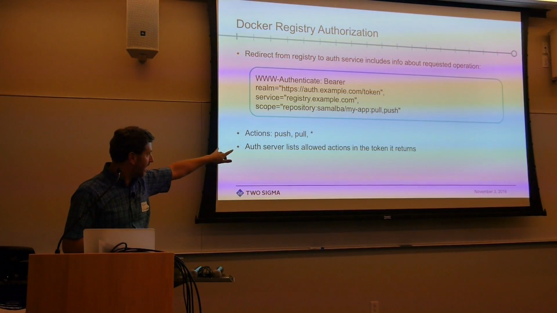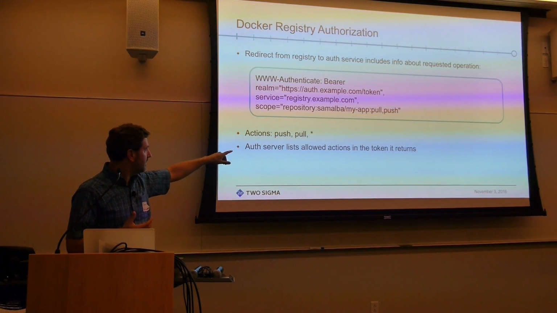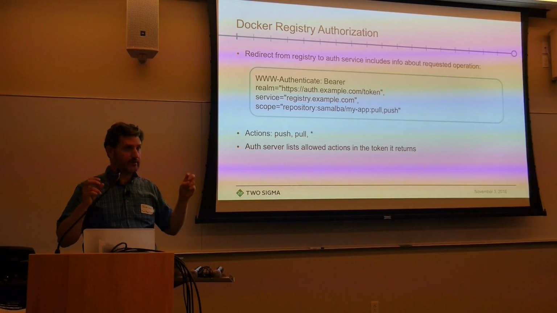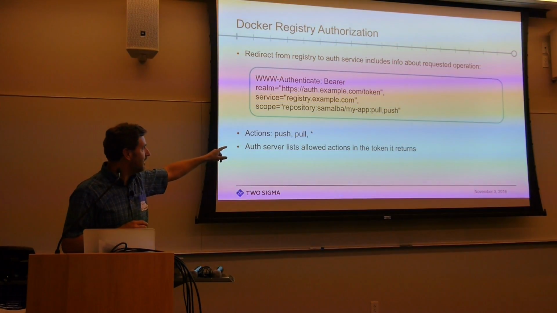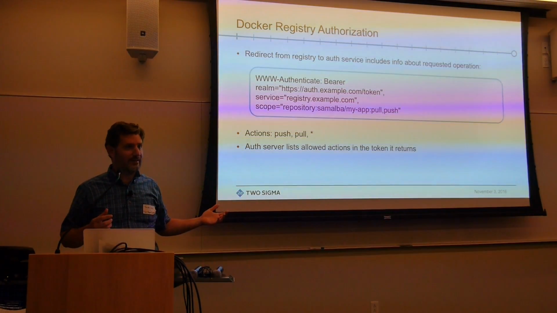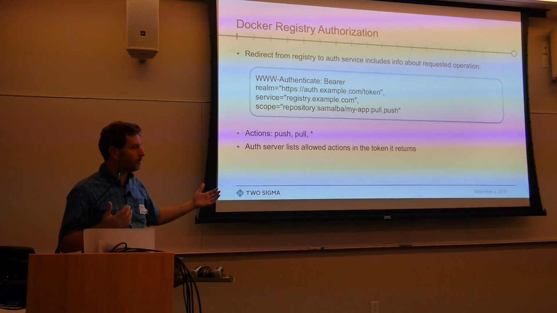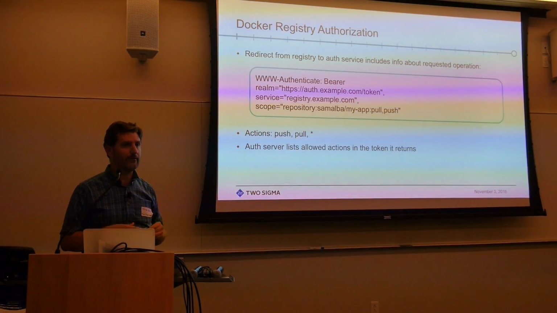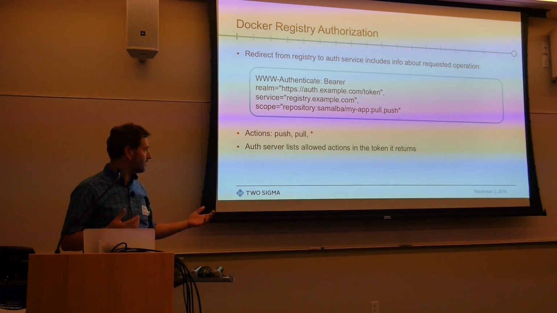The three actions that exist are push, pull, and star. Literally an asterisk. That's what you get. I don't know why. It's crazy. And that's delete, basically. That's what that means. So if the user tries to delete an image, which is supported by the API, the registry by default doesn't allow deletes, but you can turn them on. And if you do that, then what you get is a star.